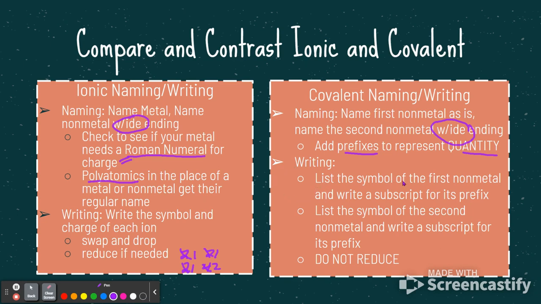Then when we're writing, we write the first nonmetal, we put a subscript in there for its prefix, we list the second nonmetal, and we put a subscript in for its prefix. All right, here's the important thing here. Do not reduce. Don't reduce on your covalent stuff, okay? Those numbers are supposed to be that way. So we reduce with ionic. We do not reduce with covalent. Please, please, please take some moments to ponder that, think it through, and commit that to your memory so that you will be successful, okay?